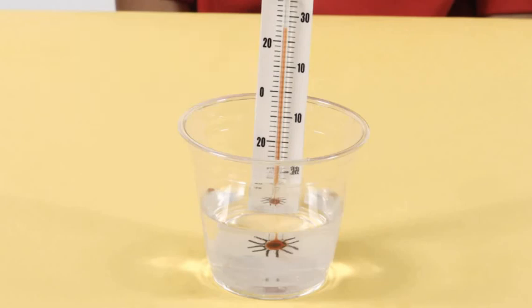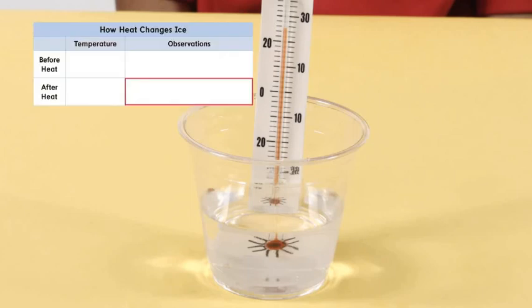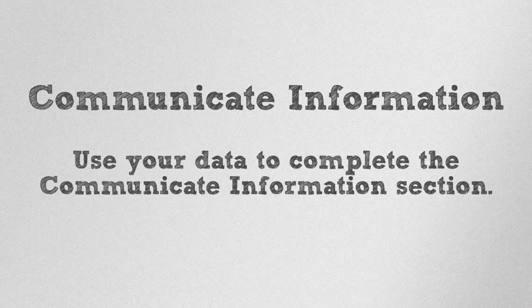Use your sense of sight and touch to collect data. Record your observations in the table. When you are finished recording, select Continue. Next, use your data to complete the Communicate Information section.